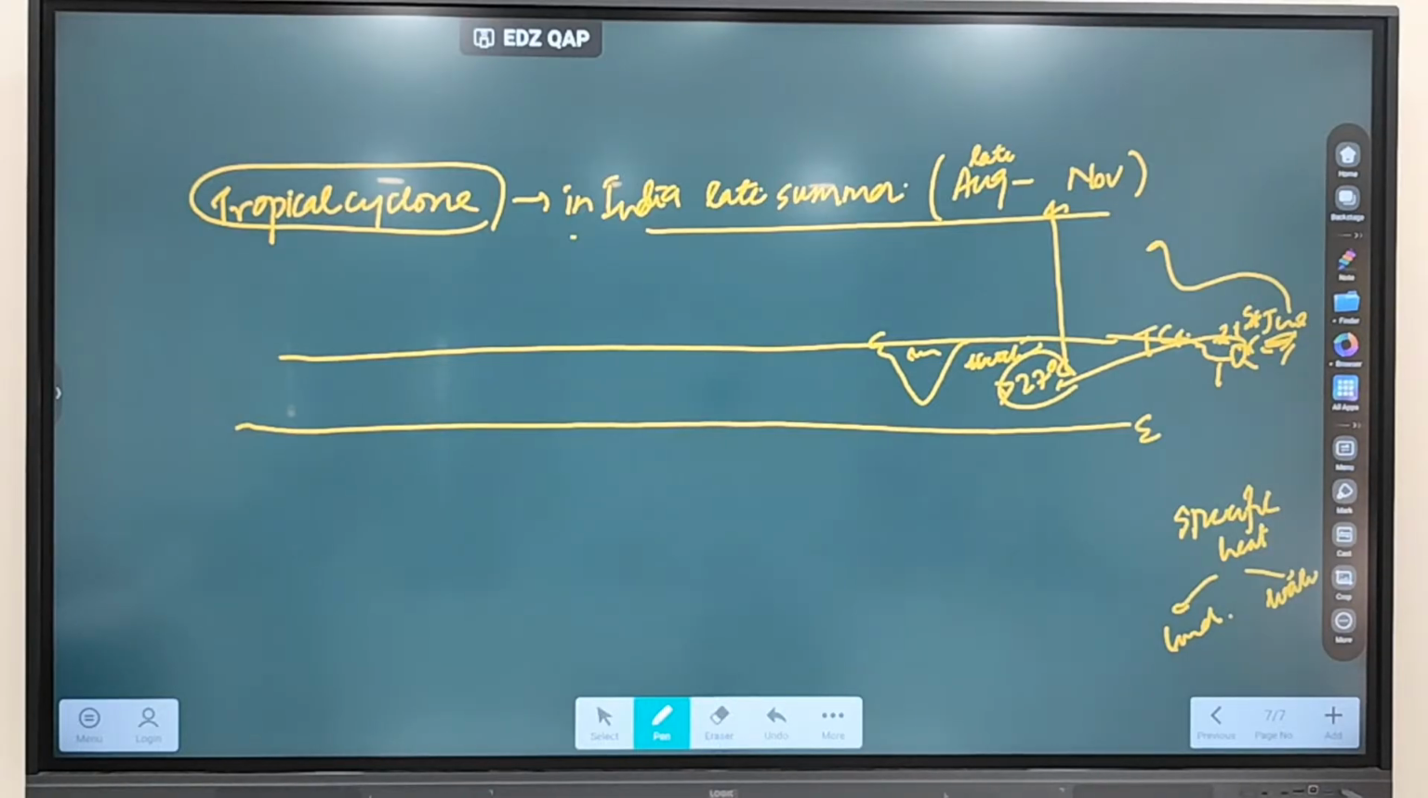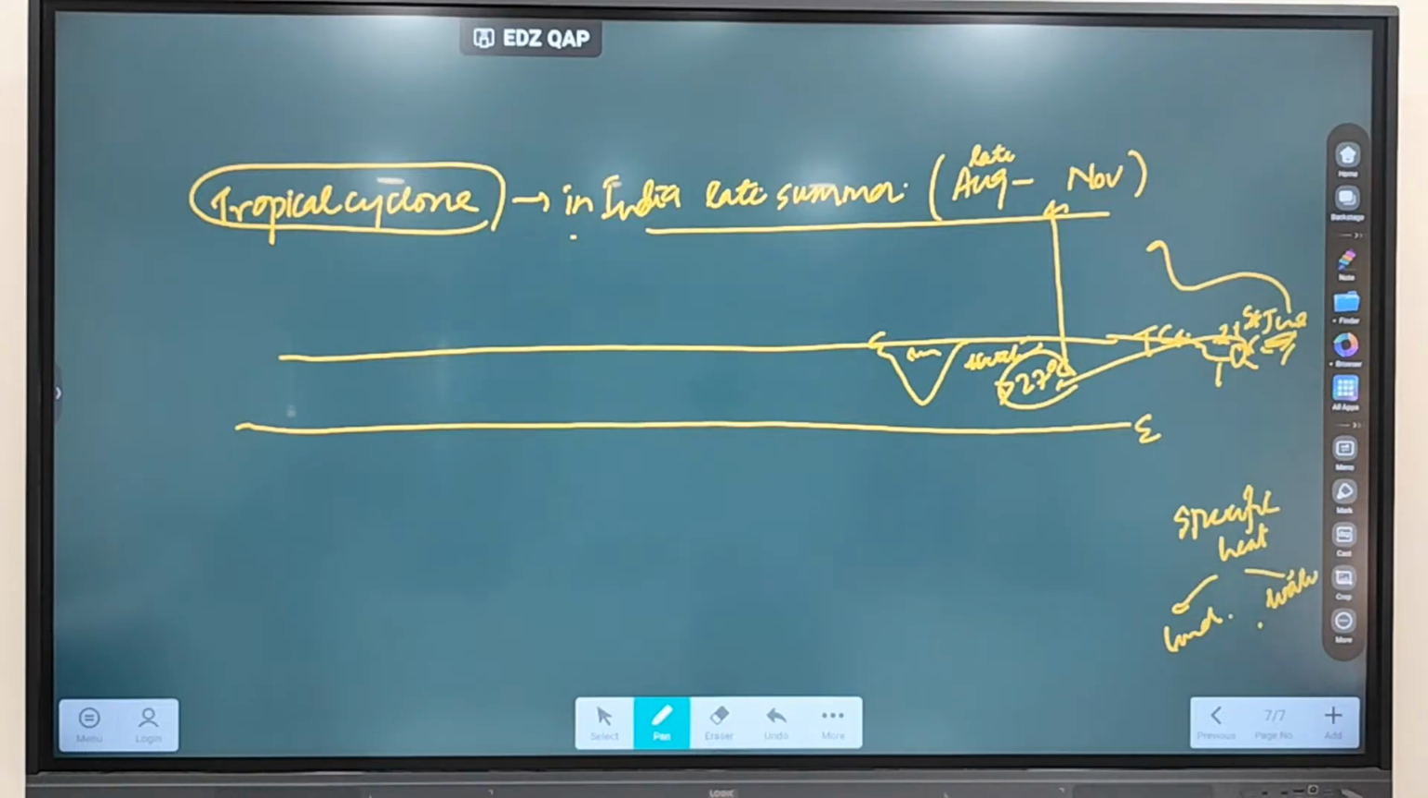Fine. Any doubt regarding this one? In summer, it will have, but water takes time to heat, no? Months to heat. Yeah, months also. Clear? So it takes time to heat.